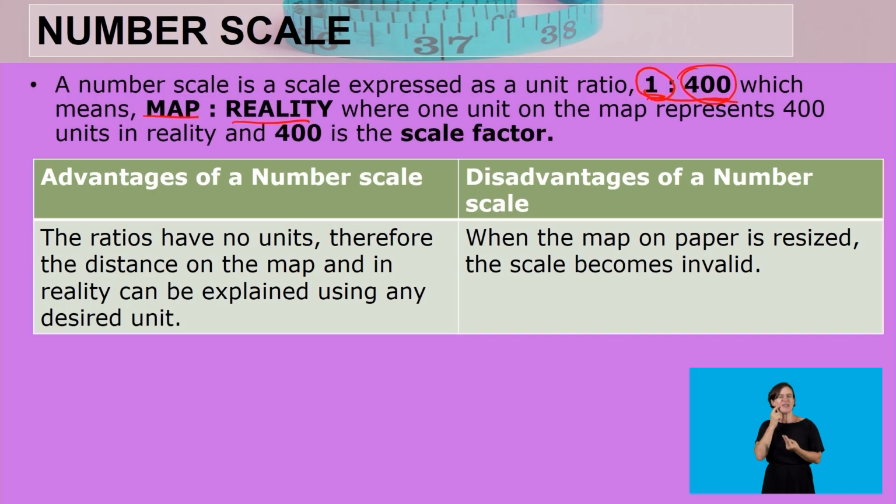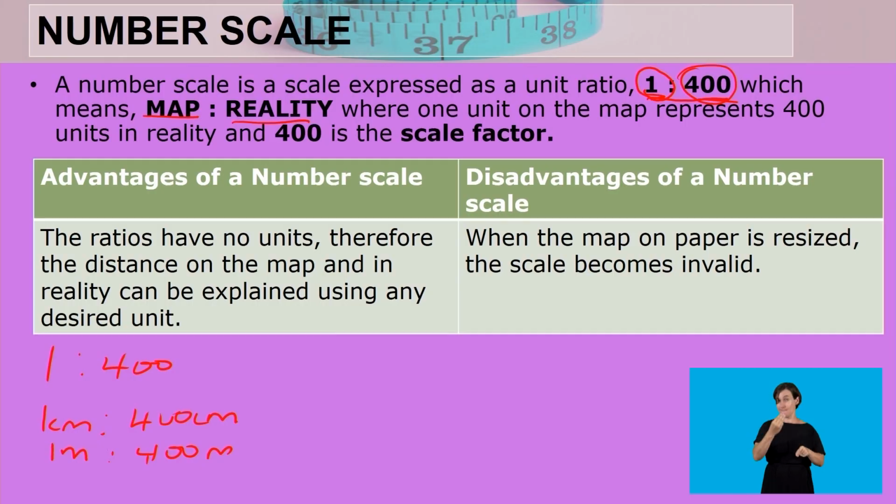So if you are given a scale of 1:400, if you want to explain this scale, you can choose to say 1 centimeter on the map will represent 400 centimeters in reality, or you can say 1 meter on the map will represent 400 meters in reality. So you can use your own desired units to express a number scale because it does not include any units of some sort.